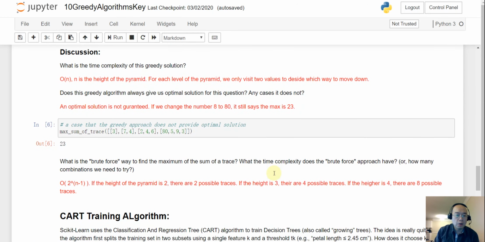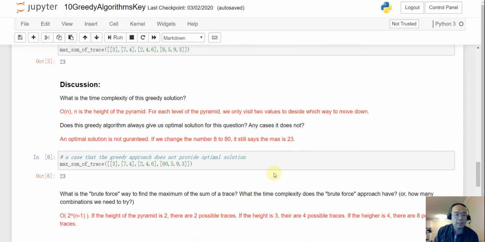So what's the time complexity of the algorithm? It is O(n), because we only need to trace down this pyramid once. However, this doesn't give us the right answer.